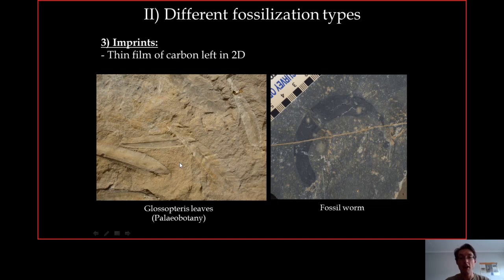Now the imprints. An imprint is just a very thin film of carbon left in 2D. So imprints are just two-dimensional fossils. They are not three-dimensional fossils like the ones that we saw previously, the replacement and the molds and casts. So here you have some leaves that have been preserved as imprints on the rock. But it can also happen to animals like this fossil worm, for example. So it's just a thin film of carbon left on the rock.